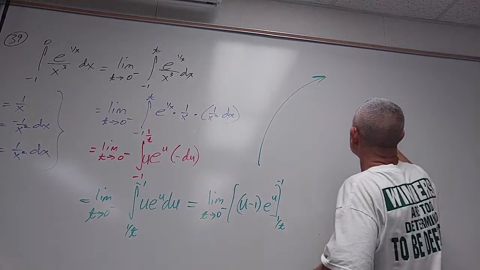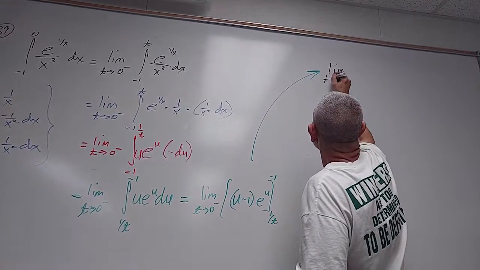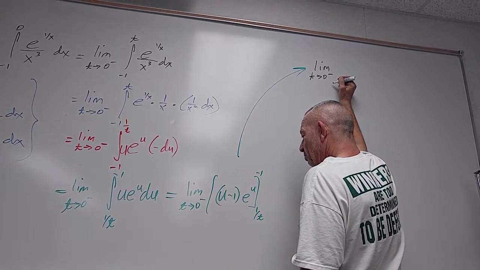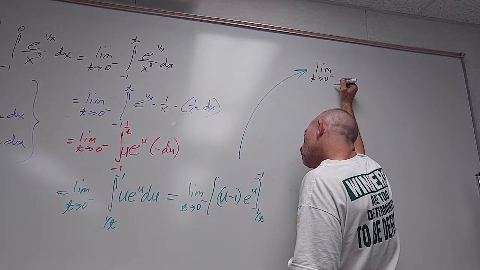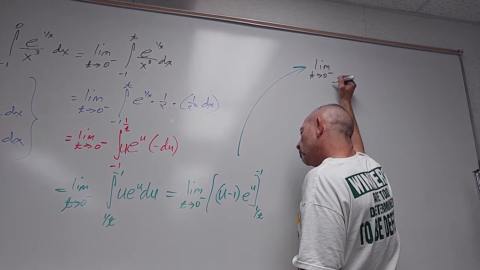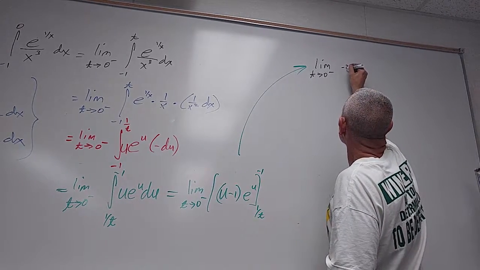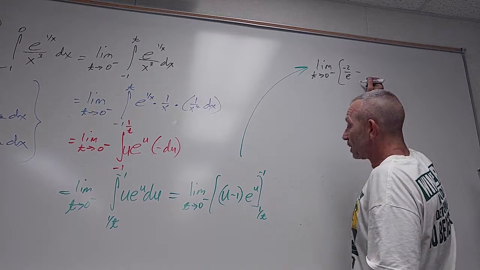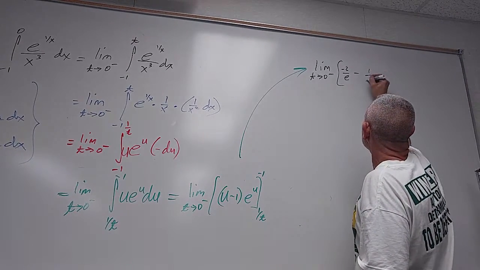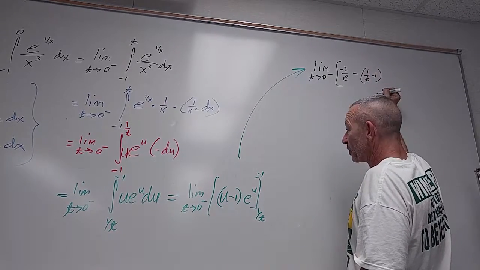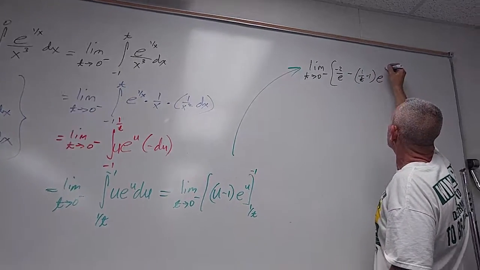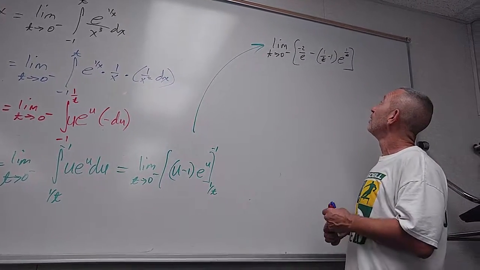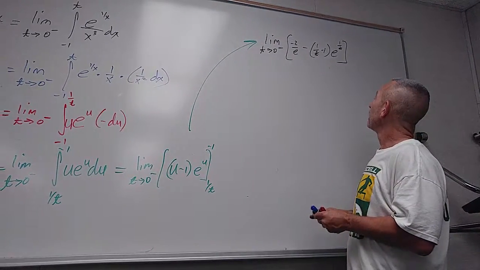So limit as t goes to 0 from the left. And let's see, if I plug in minus 1, then what do I get? Minus 2 over e. Minus, and if I plug in 1 over t, I get 1 over t minus 1 times e to the 1 over t. How's that? Glad you like it.